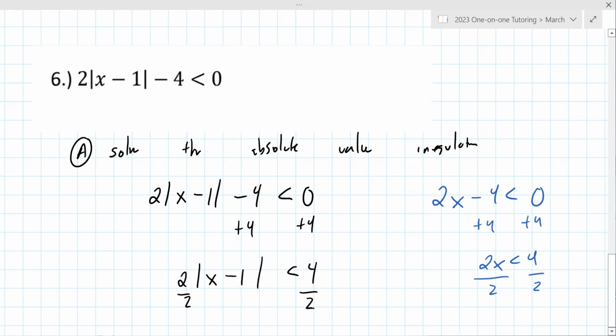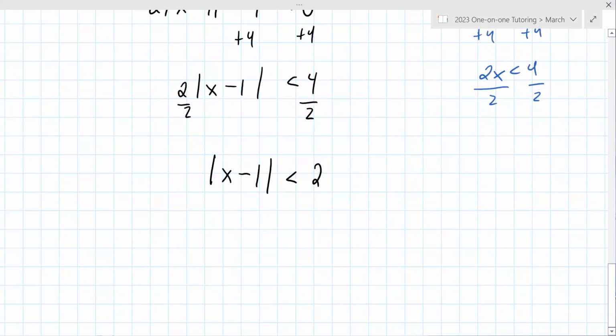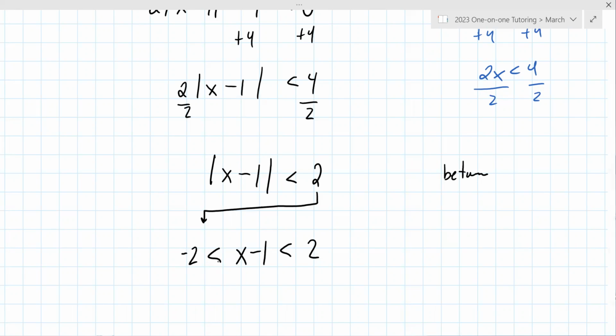Okay, so this becomes absolute value x - 1 less than 2, like that. Now, because it's less than, it's a between. So you write exactly what you have without the absolute value, but then you bring the number down and you negate it.